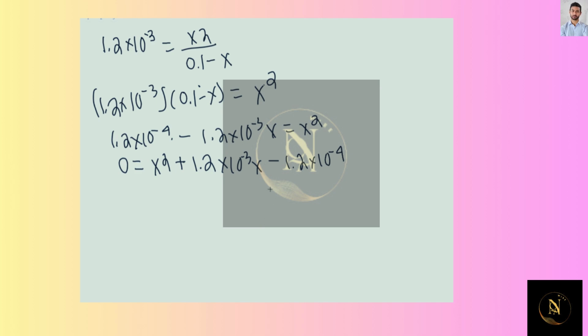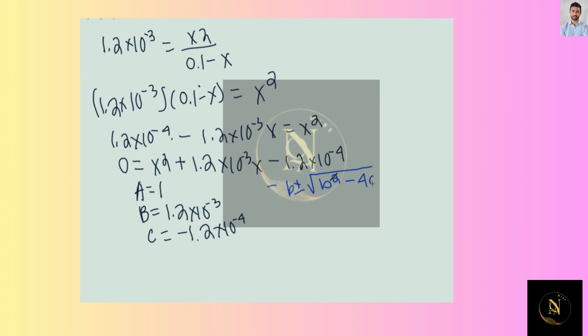All right, so now that we have that entire expression in the calculator, we will solve for x. We know that a is equal to 1, b is equal to 1.2 times 10 to the negative 3, and c is equal to negative 1.2 times 10 to the negative fourth. We're now going to use the quadratic equation, which is negative b plus or minus the square root of b squared minus 4ac, all over 2a. And that's what x is equal to.